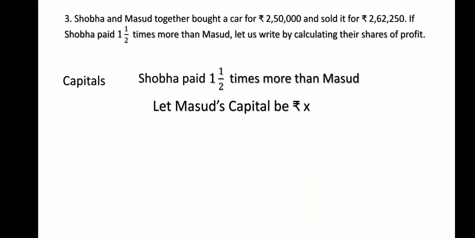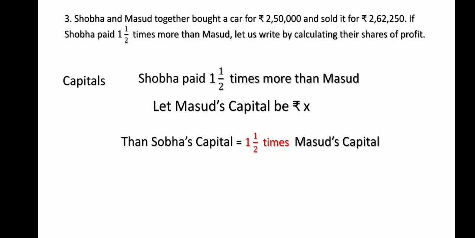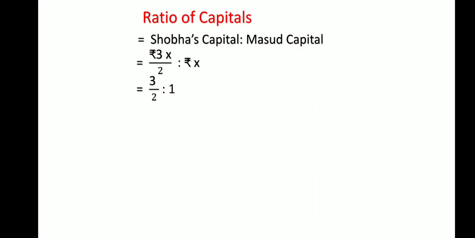So we say let Masood's capital be x. So then we can find Sobha's capital, that is 1.5 times of Masood's capital. 1.5 times can be written as 3/2 into Masood's capital x. So you get 3x by 2, that is Sobha's capital. Now you know both the partners' capital. So what we can do is we can find the ratio of capitals. So you see we have listed down Sobha's capital is to Masood's capital.